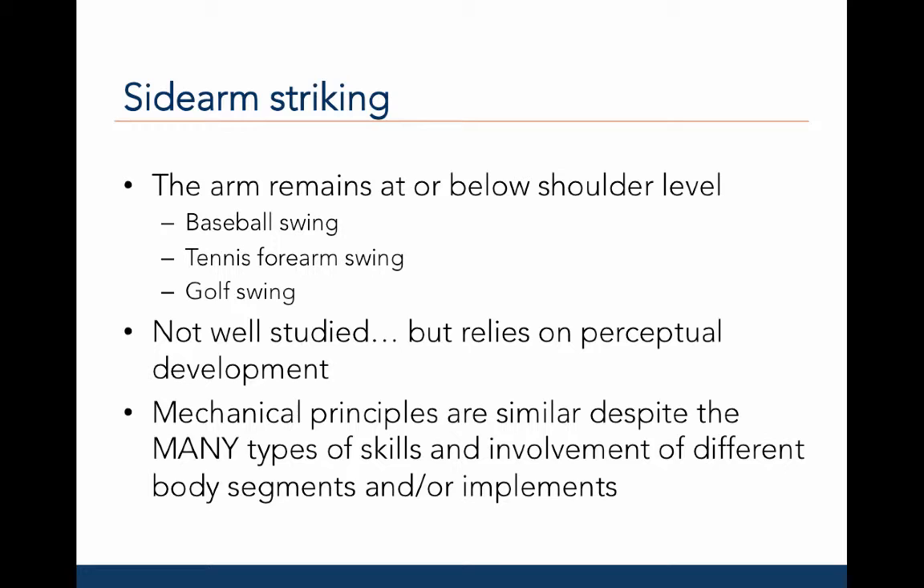Similar to kicking a moving ball or punting, striking depends on perceptual development, meaning eye-hand coordination in this case. Interestingly, the mechanical properties are similar despite the many different types of sports and physical activities that require sidearm striking, and the involvement of different body segments and body orientations. For example, in tennis, you can have a single-hand forearm swing, a single-arm backhand swing, a two-hand version of each of these 2 types of swings, and you can be facing forwards or to the side. Despite the variability of these types of movements, the basic mechanical principles and the developmental sequences are very similar.